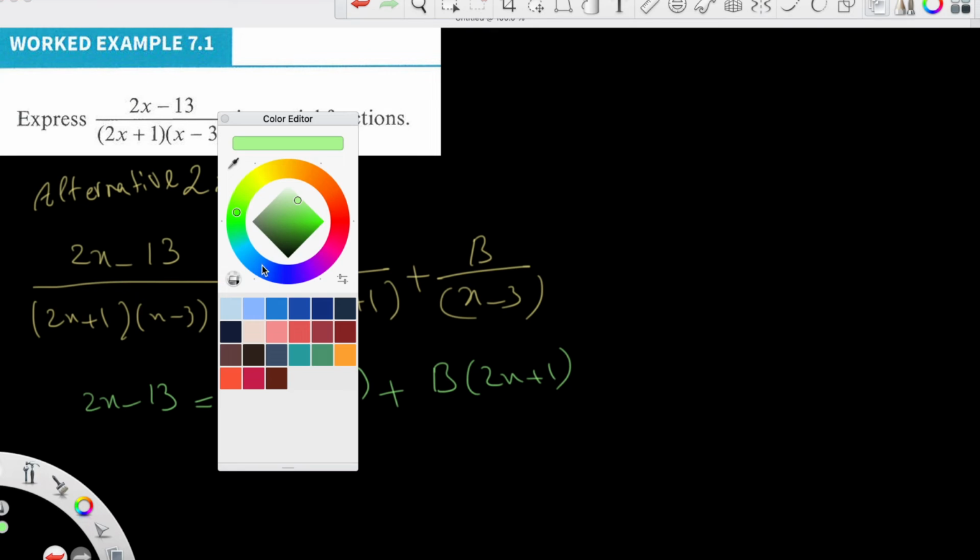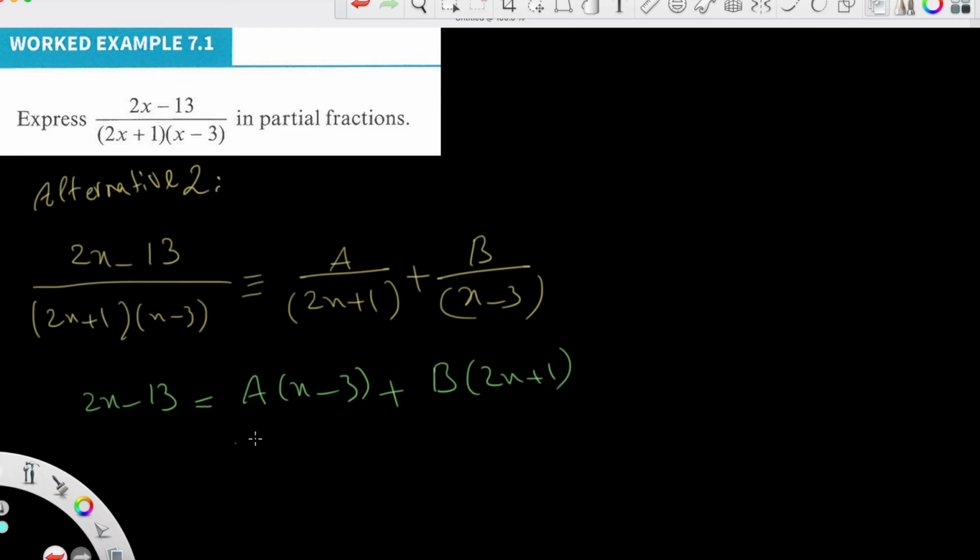Now by choosing appropriate values, I'm going to find the value of A as well as B. Guys, look at here. Because we have two unknowns and one equation actually, if I select x as 3, then this A will be actually eliminated. So if x is 3, on the left hand side you have 2 times 3, 6, 6 - 13, negative 7, then it will be omitted. So you will have 2 times 3 plus 1, which is 7B.